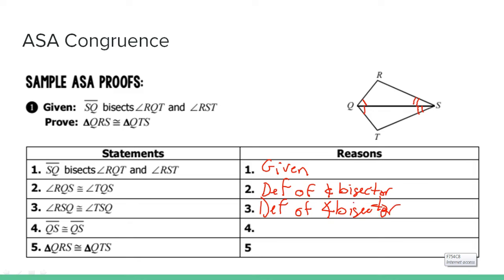Now, the last thing we need to say, as you see here, is that QS is congruent to itself, which we know from much practice now is the reflexive property. Now, I've got a set of angles, I've got an included side, and I've got another set of angles, so we can say that these two triangles are congruent by angle-side-angle.